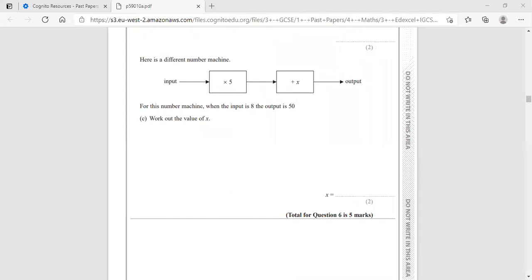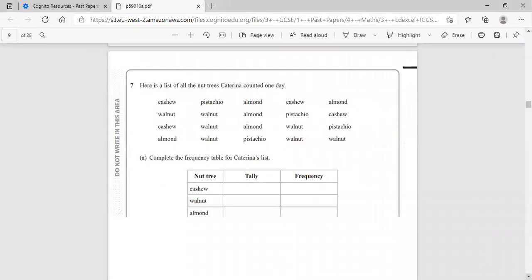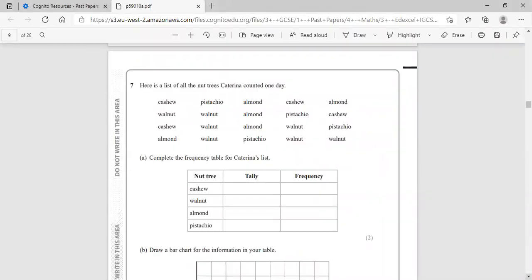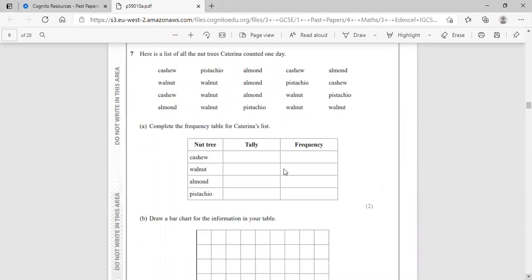Okay, let's go on to question 7. Here is a list of all the nut trees Katerina counted one day. Complete the frequency table for Katerina's list. Okay, so what we need to do now is make a tally for each.